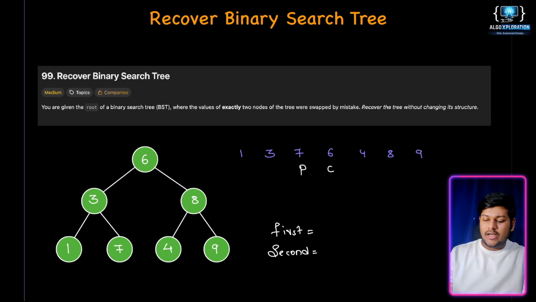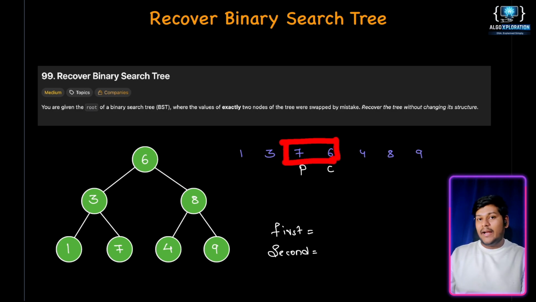Now, over here, you can see that current is 6, previous is 7. The previous value is not smaller, it is greater. So we found the first culprit, which is 7. But 6 might be the second culprit. Why am I saying that? Because there might be a chance that the two nodes that have been swapped by mistake are adjacent nodes. So it might be these two culprits.